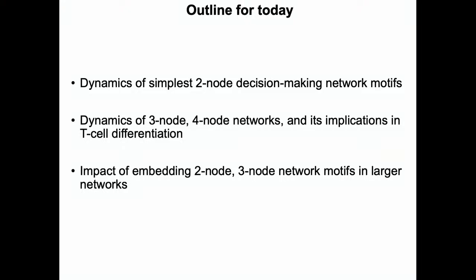So we also did simulations like this. We took these 2 and 3-node networks and then embedded them in much larger networks of varying density, varying sizes, and asked the question: is the dynamics unperturbed, or where exactly is the threshold at which you begin to see new dynamics which you were not seeing earlier?